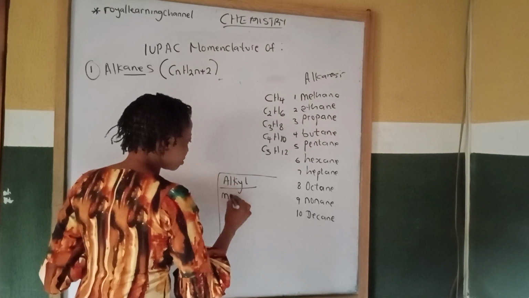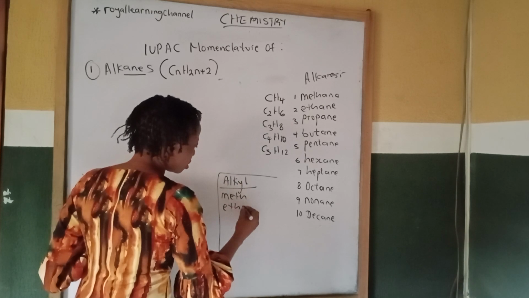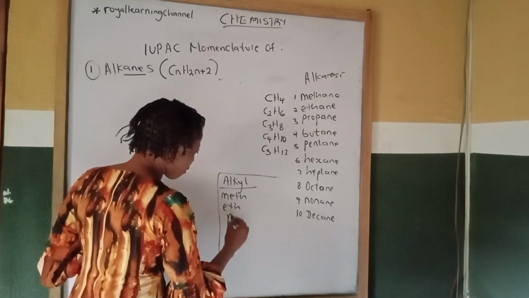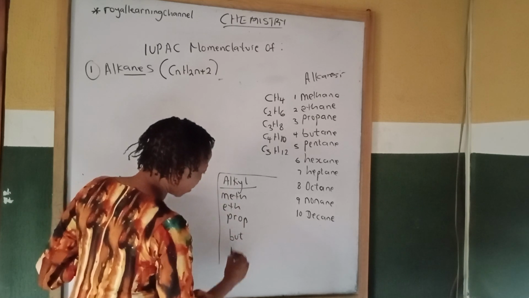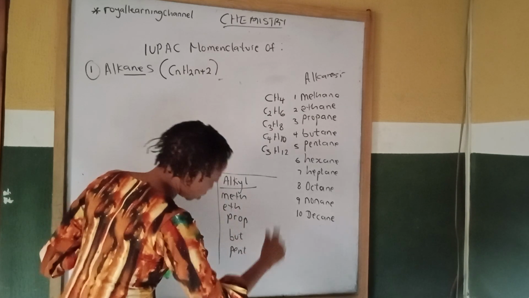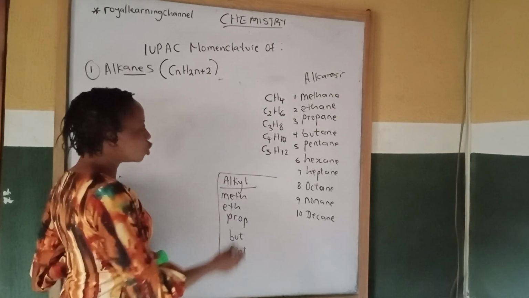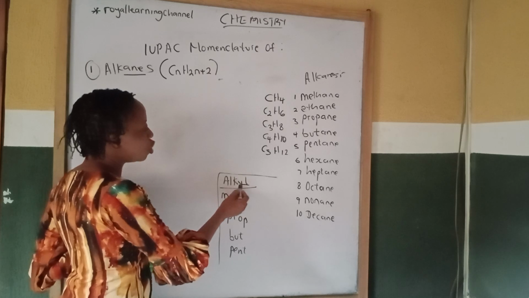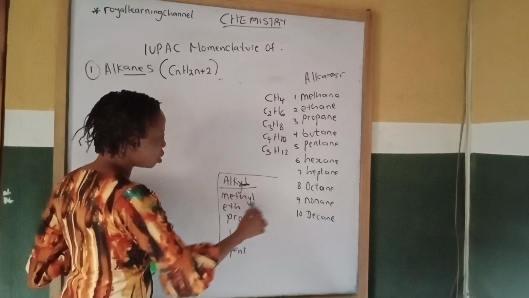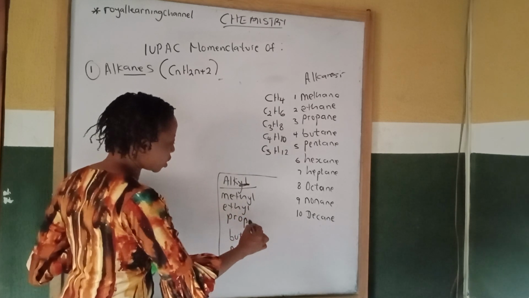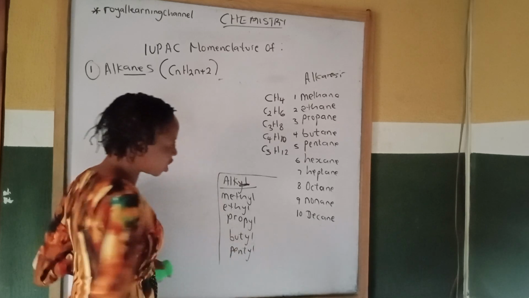So we have the prefix met, the prefix et, then prefix prop, but, pent, and so on and so forth, to derive the name for members of alkyl. So the only thing to add is your name ending, which is yl: methyl, ethyl, propyl, butyl, pentyl, and so on and so forth.